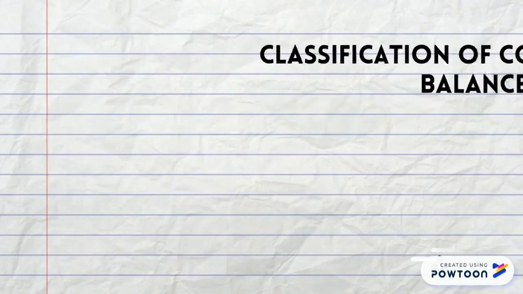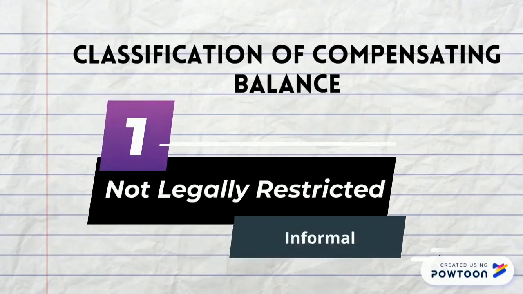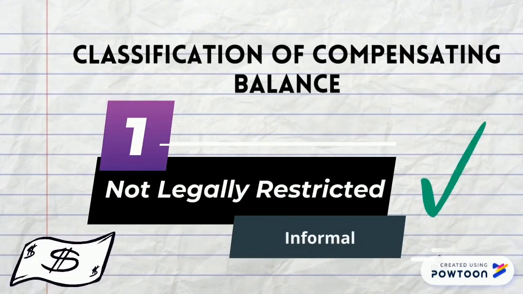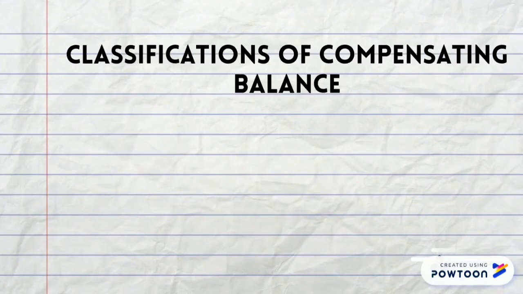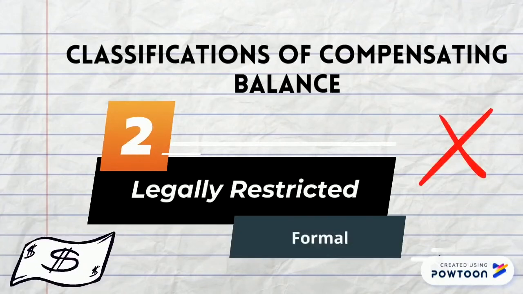There are two classifications of compensating balance. If the deposit is not legally restricted as to withdrawal by the borrower because of an informal compensating balance agreement, the compensating balance is part of cash. But, if the deposit is legally restricted because of a formal compensating balance agreement, the compensating balance is not classified as cash and cash equivalents.